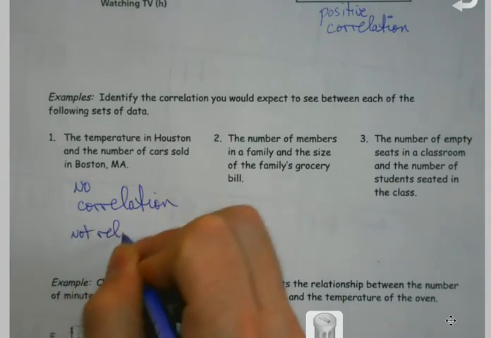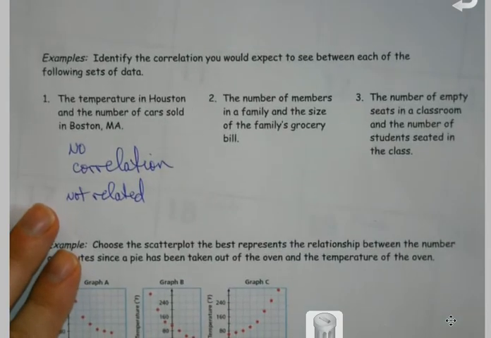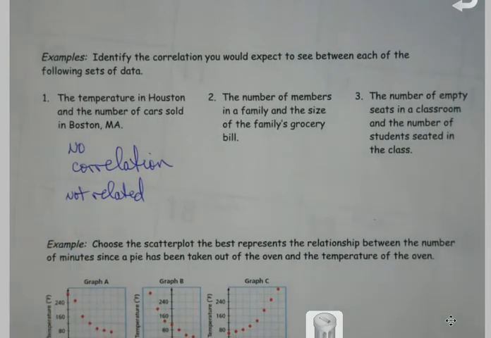They're not related at all. It doesn't matter what the temperature is in Houston for how many cars I'm selling in Boston. That's ridiculous. So, that's what we're doing here. Okay. So if there's no relationship with them, we just call it no correlation.